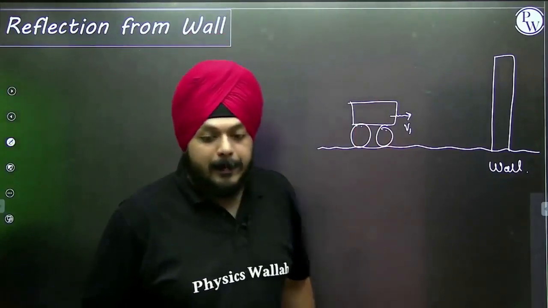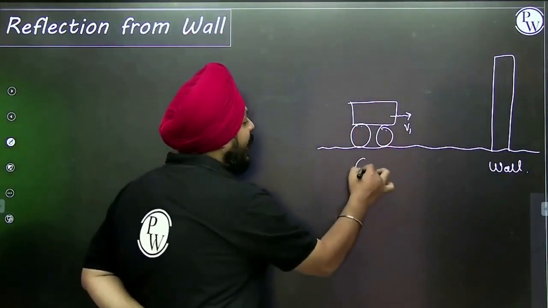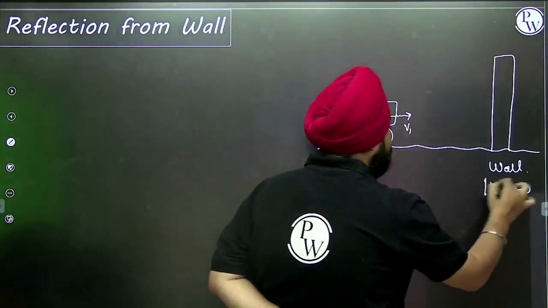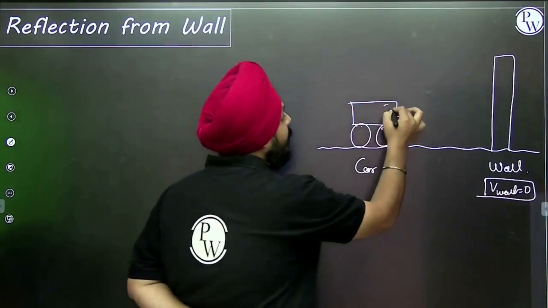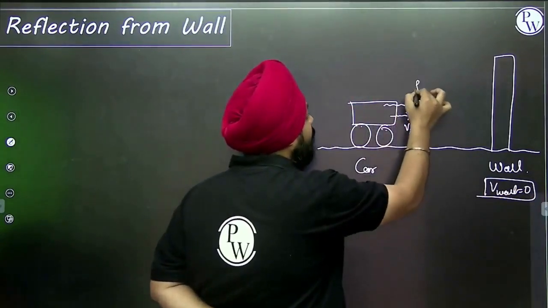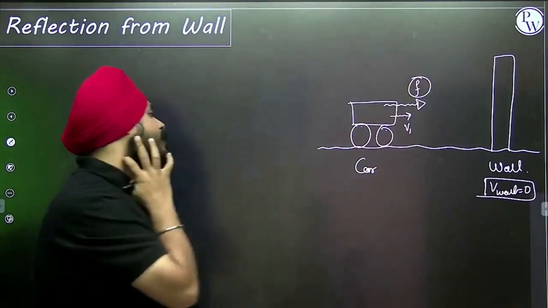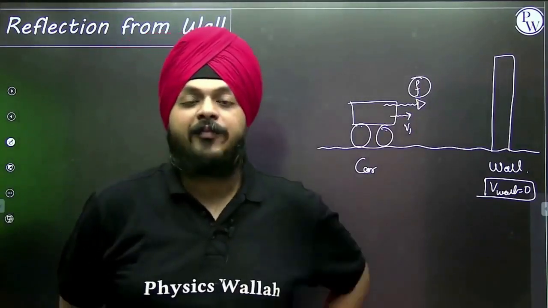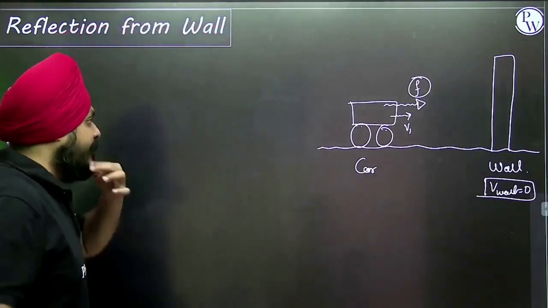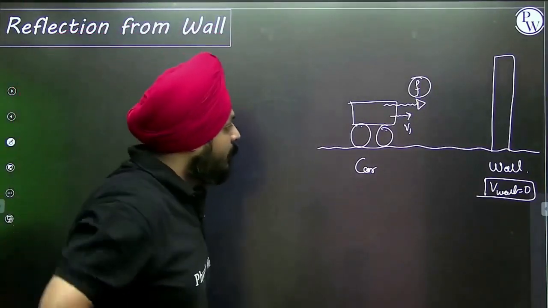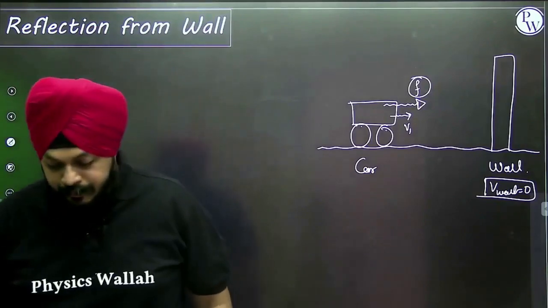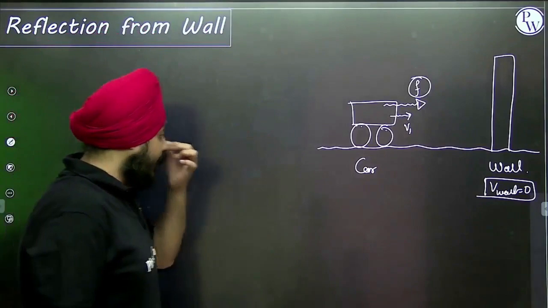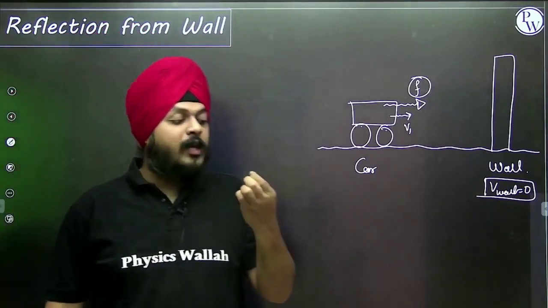Reflection from the wall. Suppose this is a car, and the wall is stationary always. The velocity of the wall is zero. The car is emitting sound of frequency F.